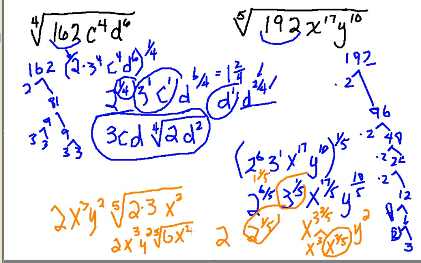I hope this helps. The main thing is that you realize when you end up with your fraction, you want to write it as a mixed number. So 17 over 5 became 3 2/5, and then you can pull the whole number part out front. So the x to the third could come out front, and what goes underneath my radical is the fraction part.